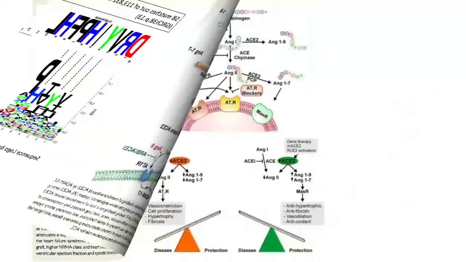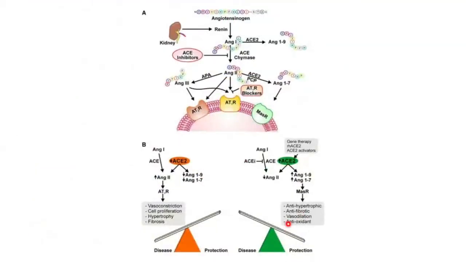But the idea behind this is that ACE2 can basically offer protection. So anti-hypertrophic, anti-fibrotic, vasodilation, antioxidation. So these are all good things. Here, these are bad things. And so the presence of ACE2 is actually very important for cardiovascular health. This is the bottom line. That's kind of where we're going with that. So that was the second project.